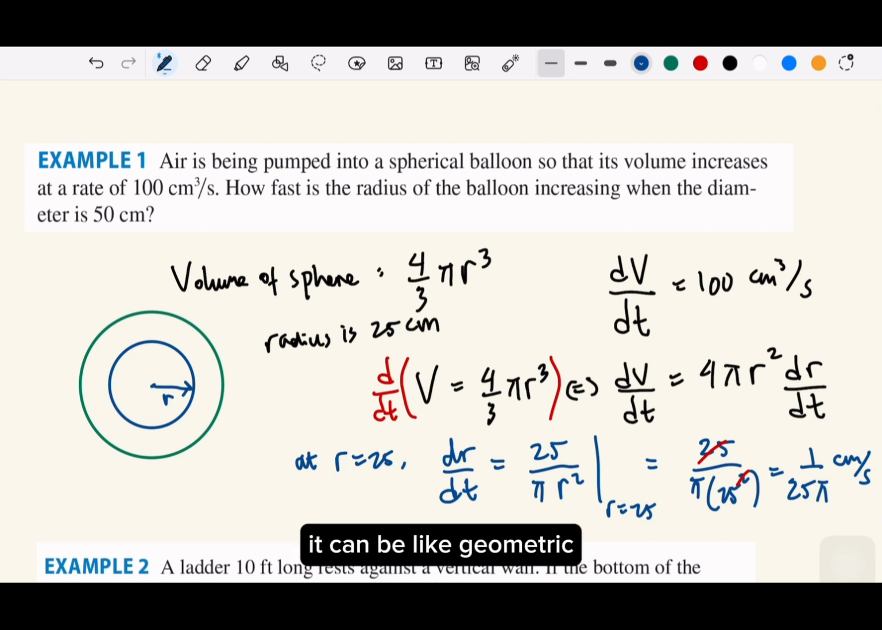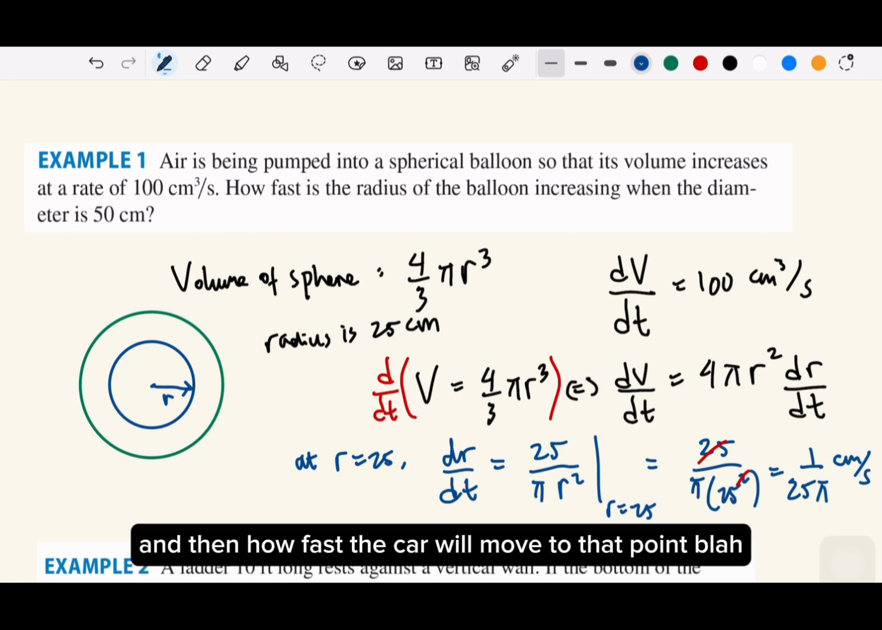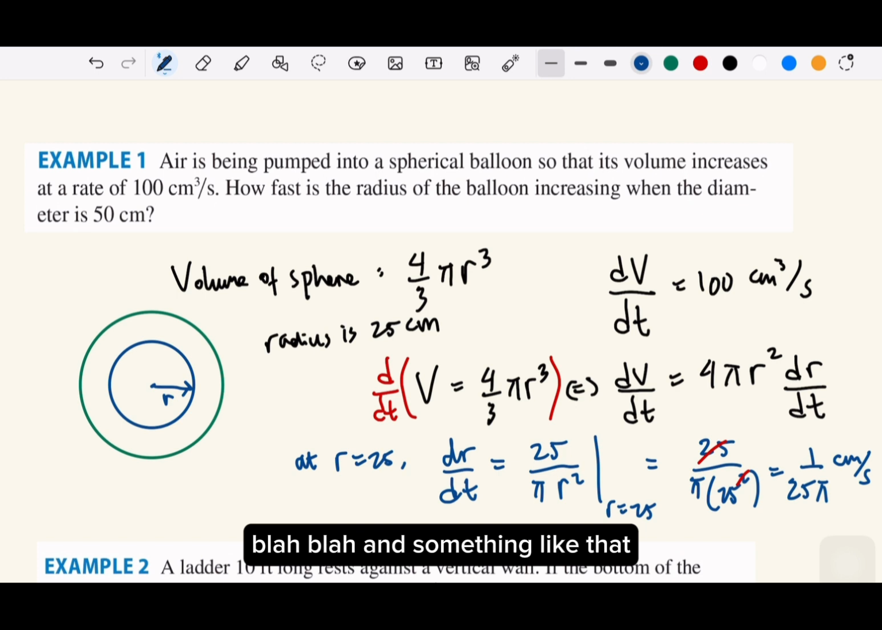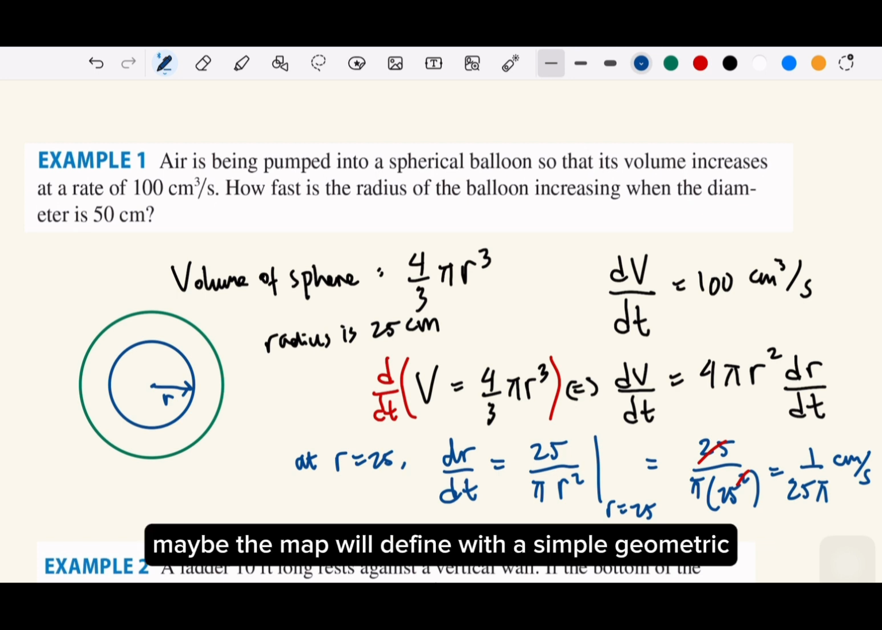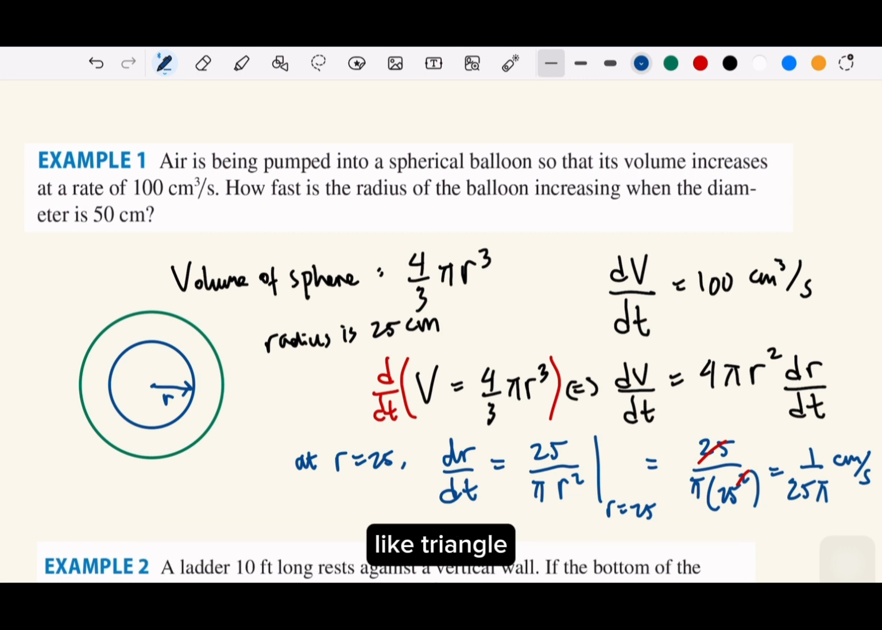It can be geometric, like volume. It can be maybe you have a car, and it meets up at some point with some time, and then how fast the car will move to that point, and something like that. But usually you are going to define the maps. Maybe the map will be defined with a simple geometric shape like a triangle, or maybe other geometric shapes as well. But that is the case.